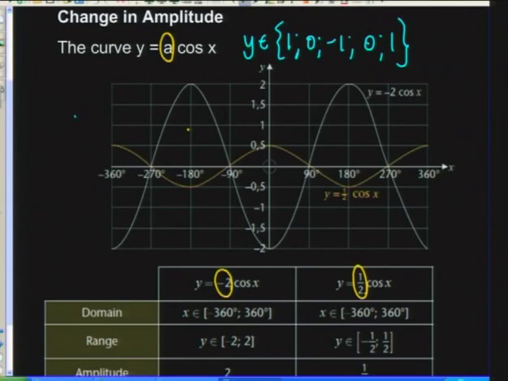What are you expecting to happen? You're expecting that range to also halve, and that's what's happened. Whereas over here, you've multiplied it by -2, so you've increased that maximum and decreased that minimum as well. So the graph is indicating how the amplitude has been affected by the change in that coefficient.